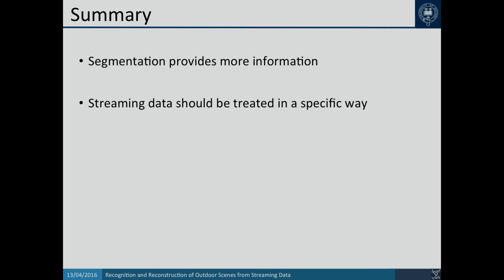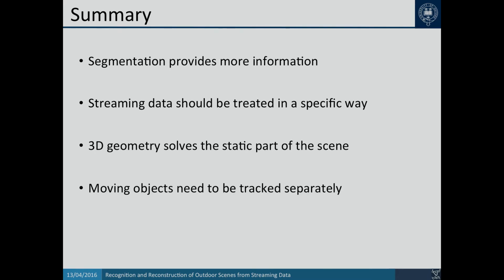Streaming data should be treated in a specific way because otherwise you can get some artifacts that you do not want to have in your output. 3D geometry helps quite a lot, and it is in fact able to solve the static part of the environment. But the moving objects should be treated separately, or they should actually be tracked.